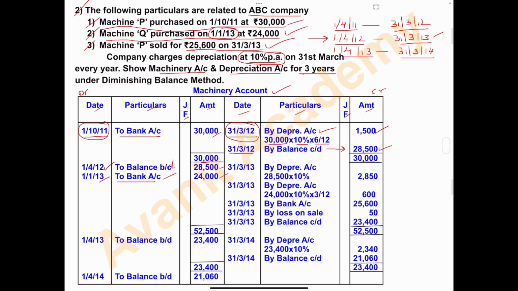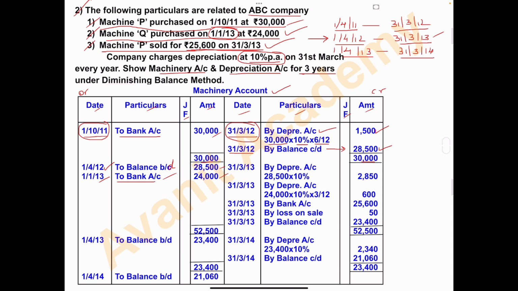Next is point 3. Machine P sold for rupees 25,600 on 31st March 2013. Same year, that is the 2012 to 13 financial year, they have sold machine P. Sold for rupees 25,600 on 31st March 2013.